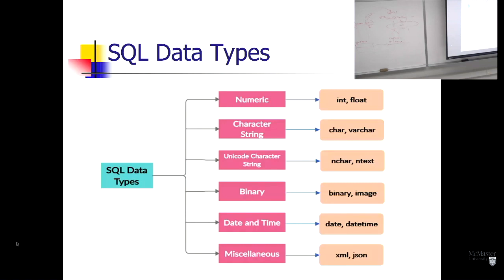So here you can see some of the main SQL data types. For example, numeric, which can be, for example, integer or float. There are also other types, but these are just the most common ones. We have character string, which we use for strings, and Unicode character string, like nchar and nvarchar. Basically, the most common ones are numeric and character, so int, float, char, varchar, and also date and time.